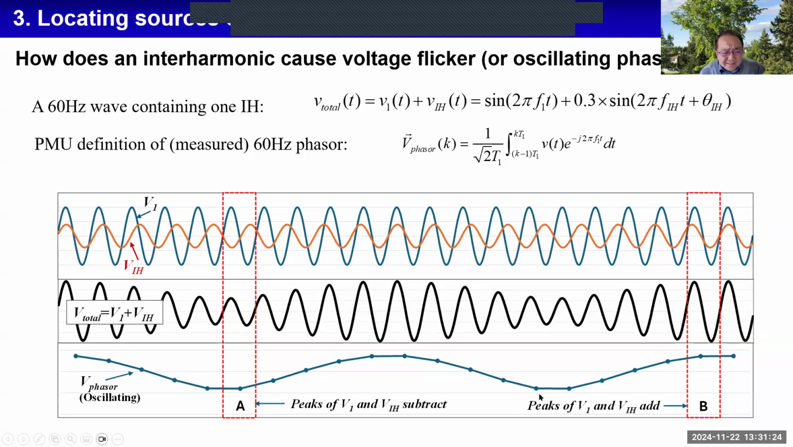Now the question is where the interharmonics come from. Okay, so the drive: we know how a variable frequency drive produces harmonics.